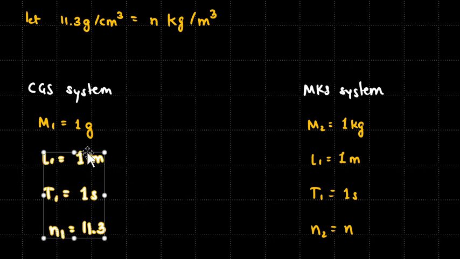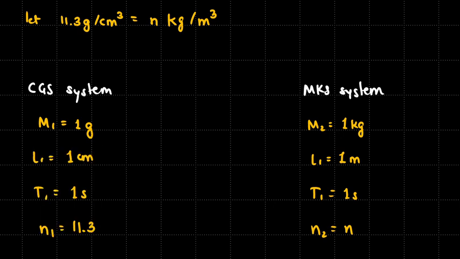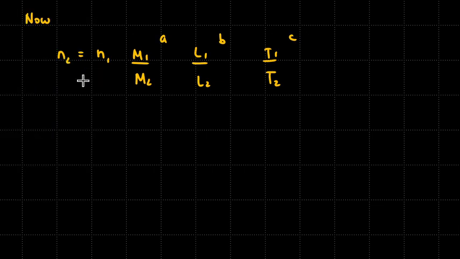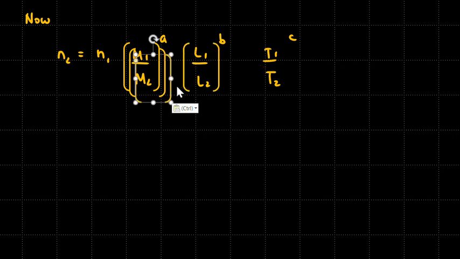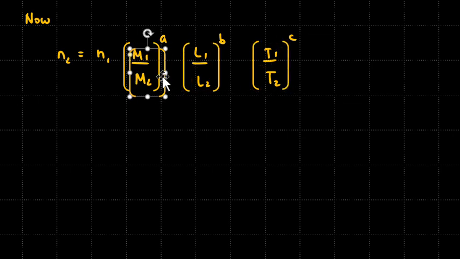So now let's continue. We have the formula, which is n2 equals n1 times m1 by m2 raised to the power of a, l1 by l2 raised to the power of b, t1 by t2 raised to the power of c. Let's put some brackets around it. It's supposed to be a square bracket, don't mind the round brackets. Let's remove this bracket.